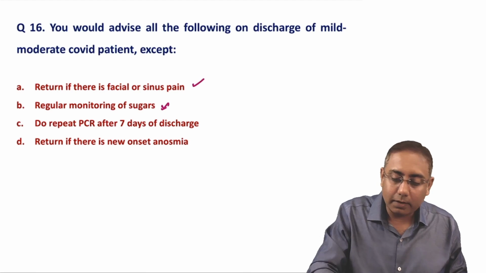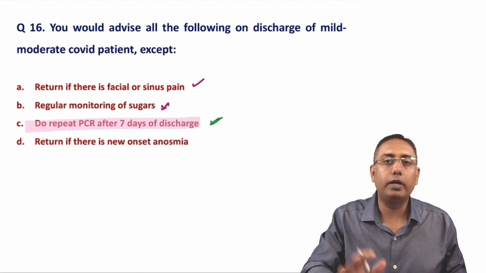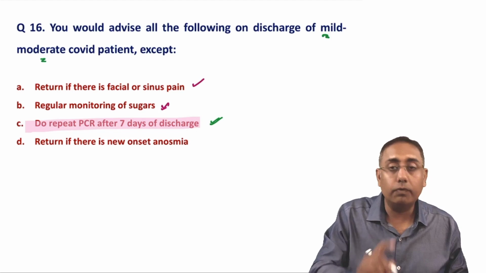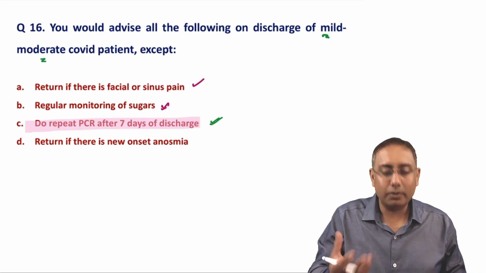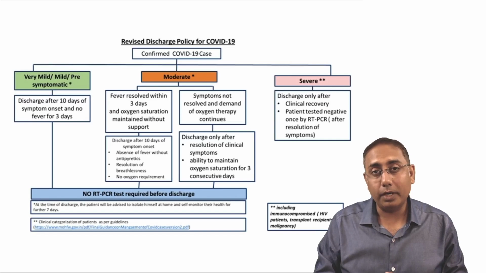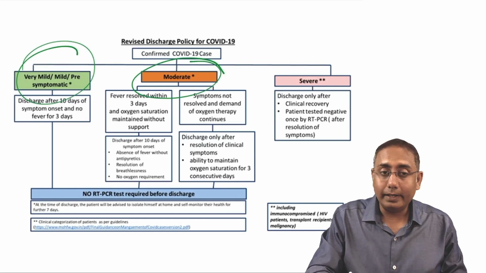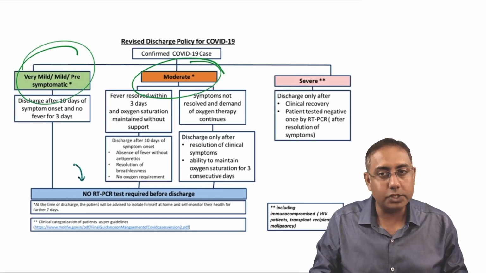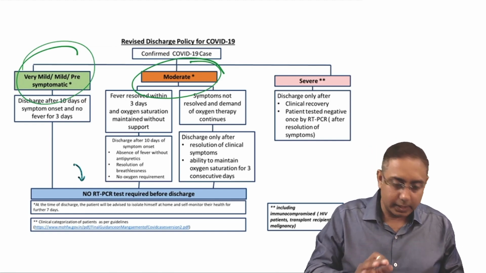Do repeat the PCR? Of course, you're not going to repeat the PCR. Everybody should know this. PCR is not required to be repeated after 7 days or any time after discharge for mild to moderate COVID patient. No requirement of PCR testing. Return if there is a new onset anosmia, of course, in case there is a repeat infection. So this is from the latest May 2021 guidelines that in cases of mild or moderate COVID-19, please remember that there is no requirement of RT-PCR testing before discharge or even after discharge. No requirement of RT-PCR testing.